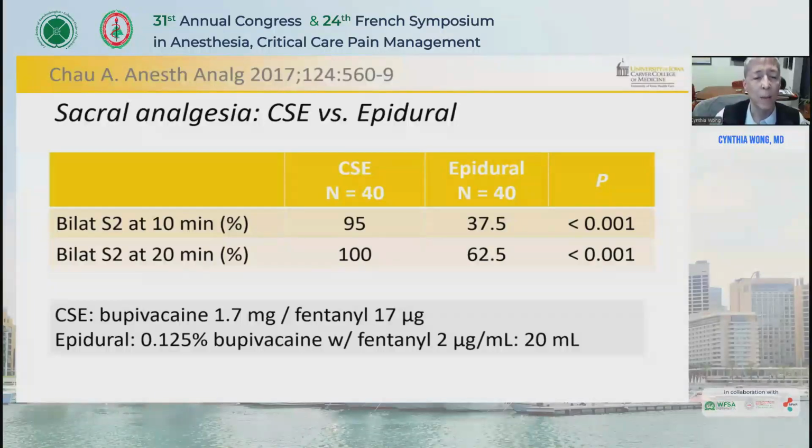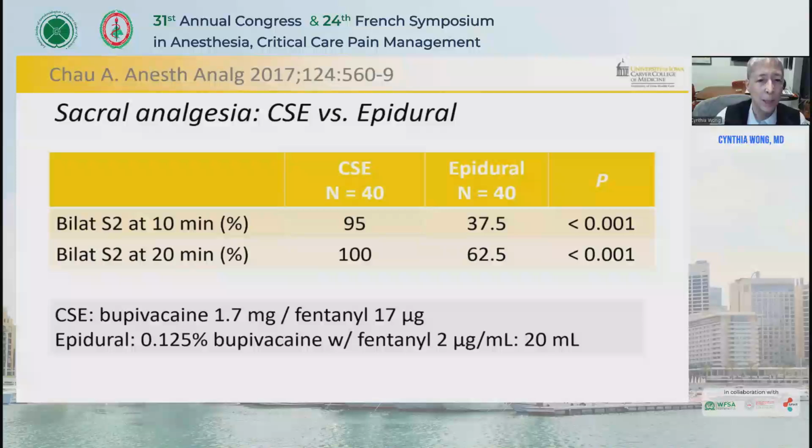Whereas if you look at the patients who are randomized to an epidural technique, at 10 minutes, only about a third of patients had their sacral dermatomes blocked. And at 20 minutes, only about 2/3, right? So the sacral dermatomes are much harder to block if one uses an epidural technique.